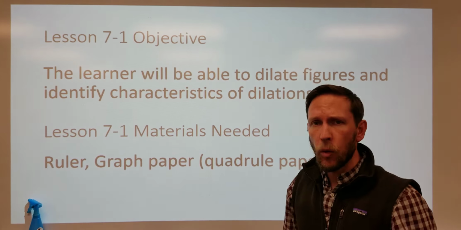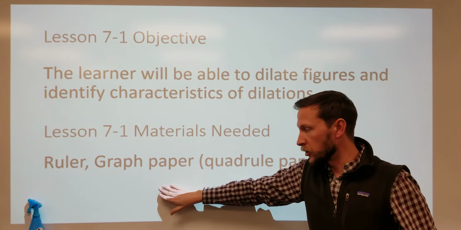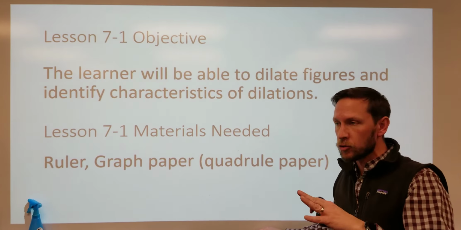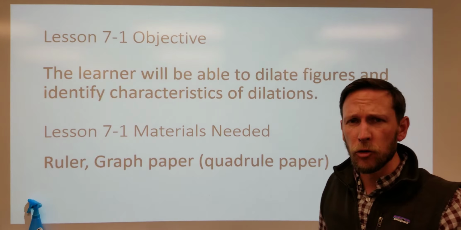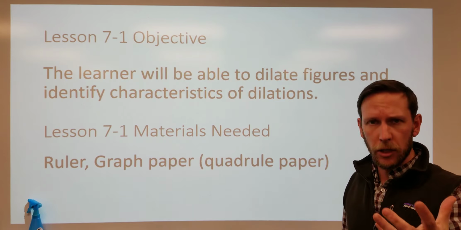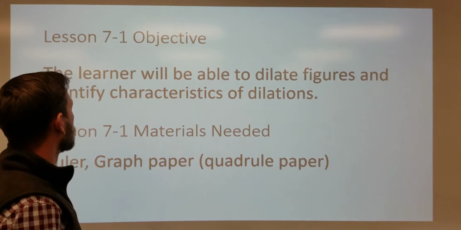So in order to do that well, we want to make sure that as we approach dilations, we have some good materials. We're going to need a ruler, a measuring stick of some kind that we can actually measure, not just a straight edge, but an actual ruler so we can do some measurements. And you're going to want quad rule paper, graph paper. It will help you do the work here very well. So on your notes, pause the video, go get your graph paper, and then take these notes.